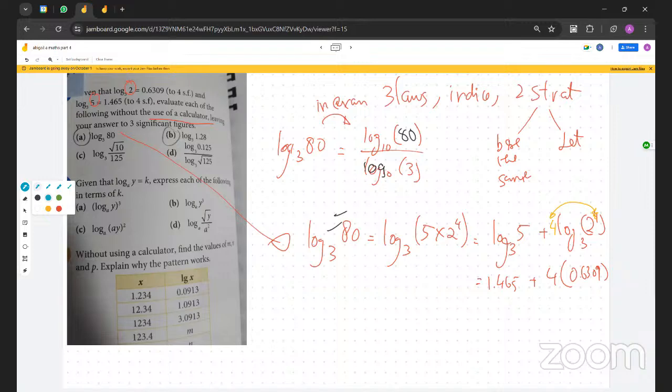Are they the same? Hold on. Be faster with your calculator. Yes. Okay. Let me repeat this one more time.